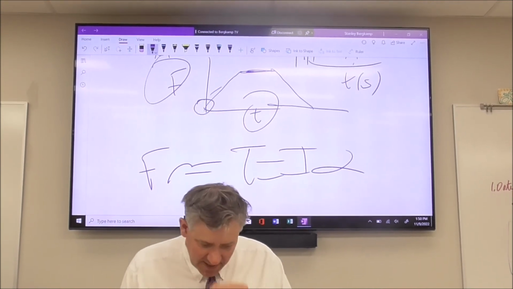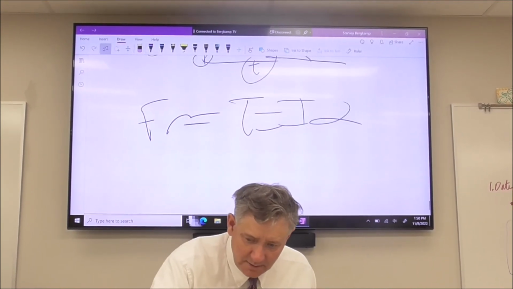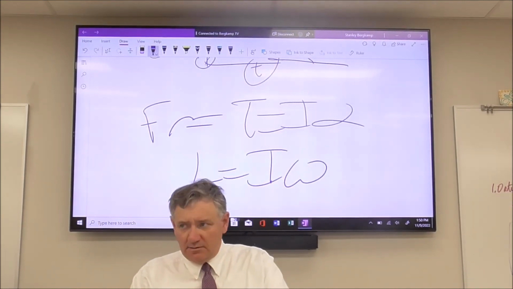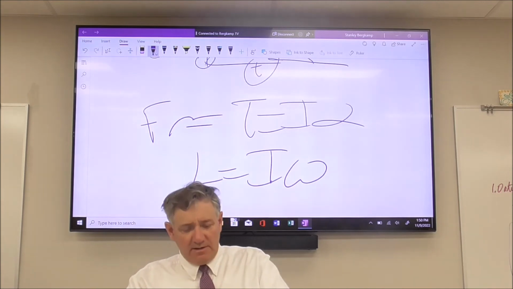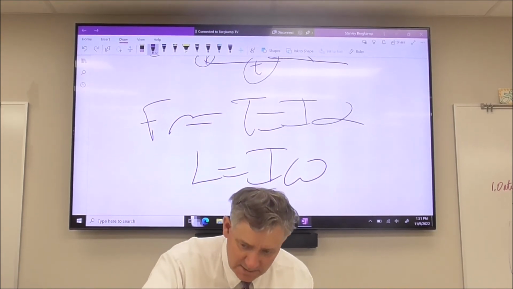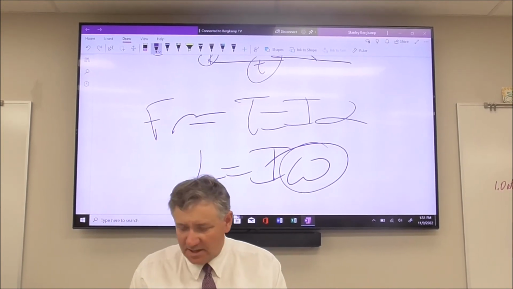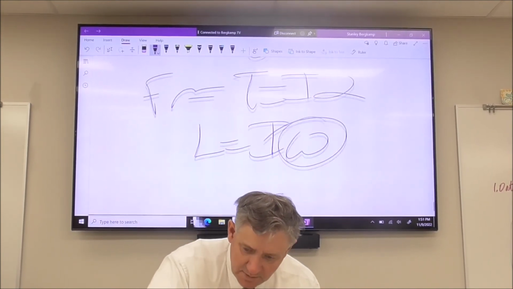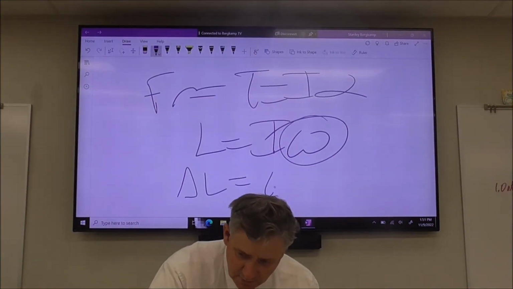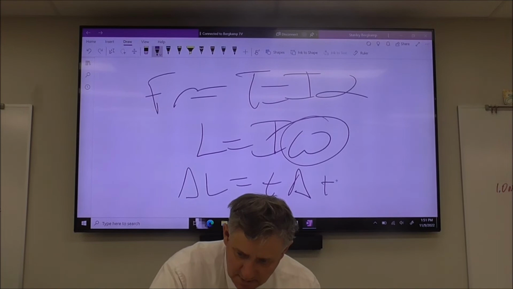Now, the other thing they have is that L equals I omega. So what's L representing? Angular momentum. I is your moment of inertia. Omega is radians per second. Then they also gave you that delta L equals torque times delta t.